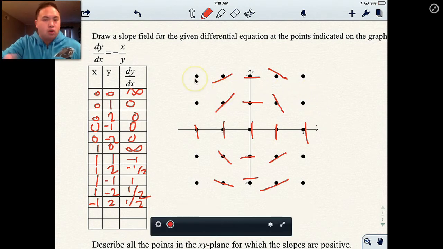If I want to see more, I could do more. This is negative 2, negative 2. I'm going to get negative 2 over negative 2, so I'm going to get negative 1.